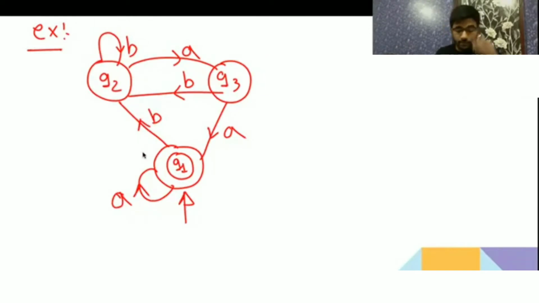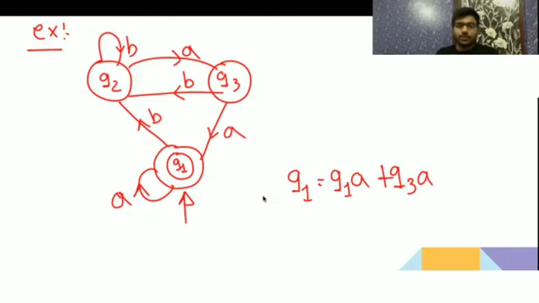So here we have to write the equation. So Q1, what is Q1? Q1 means how you are able to reach the state Q1, means what are the ways you can reach Q1. So Q1 you can reach if Q1 gets A, then you can reach Q1. Now by Q3 with A you can reach Q1. Okay, these two ways you can reach Q1. So you have to find the regular expression of Q1.